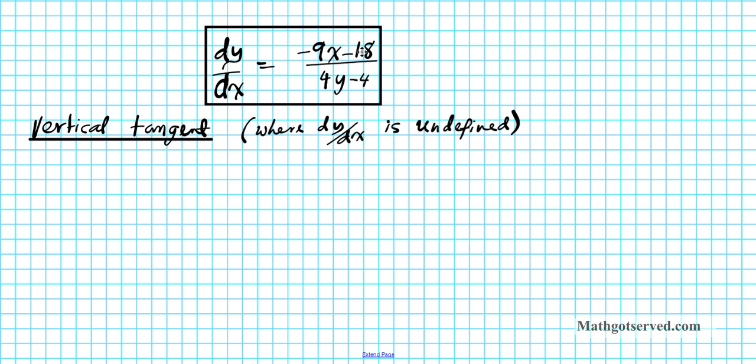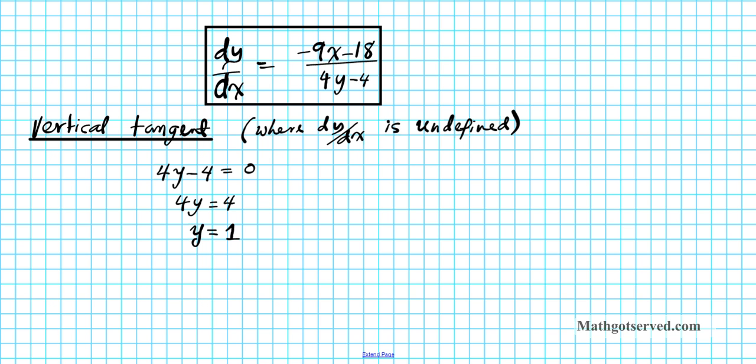If this expression represents dy/dx, what will make it undefined? It's when you divide by 0. So all we'll do is find where the denominator of this expression is equal to 0. We set 4y minus 4 to 0, and the y value will tell us where the slope is undefined. So we have 4y equals 4. Divide both sides by 4, and we have y equals 1. So when y is 1, we have vertical tangents. Well, this problem wants us to find points.